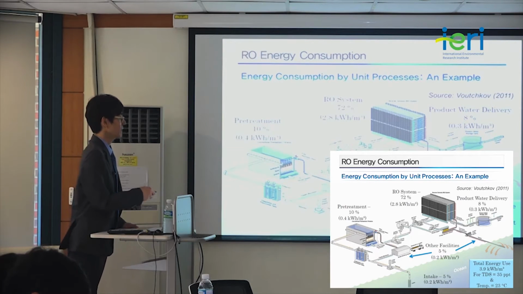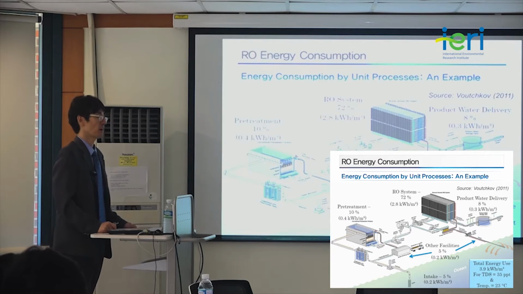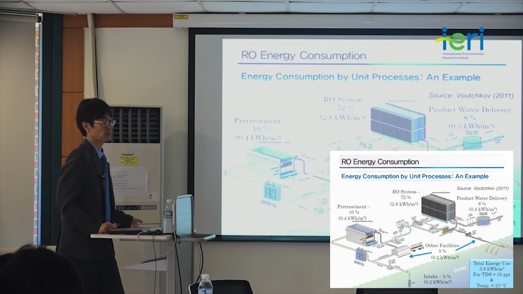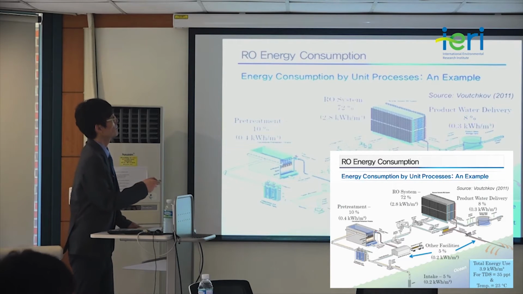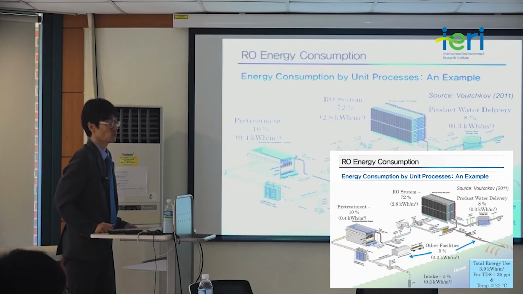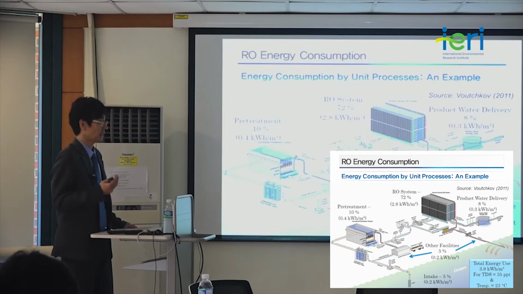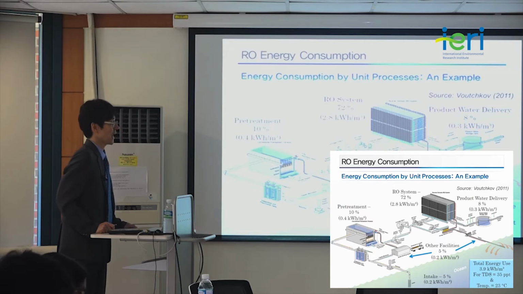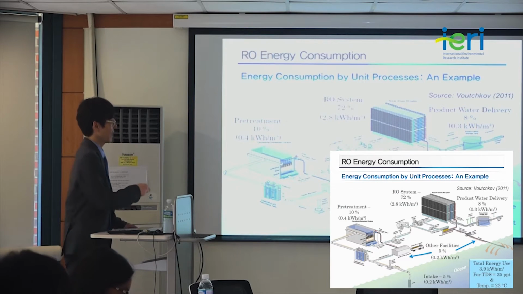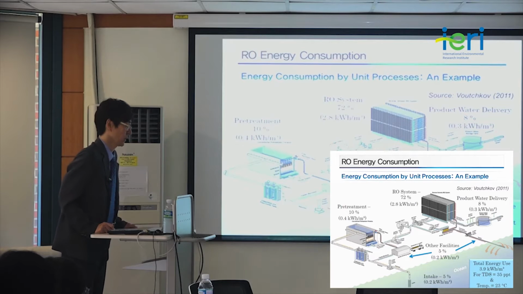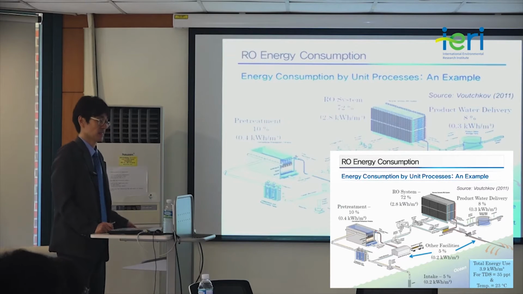For example, intake can use up to 5% of the total energy consumption. Pre-treatment can use around 10%, and post-treatment can use some too. Product water delivery can use 8%, and other facilities also use some energy. So if you add up all these energy consumptions, you eventually get a total energy use of 3.9 kilowatt hour per cubic meter in this example.